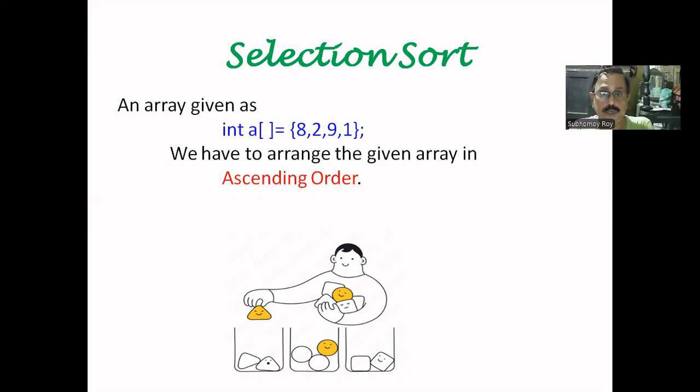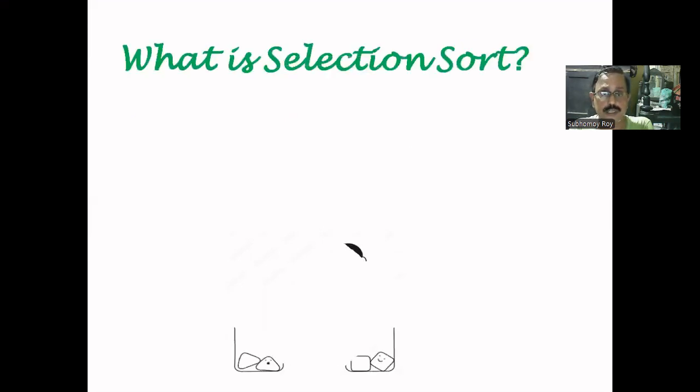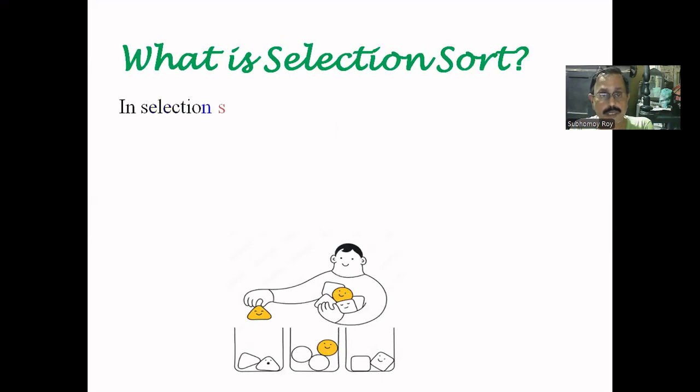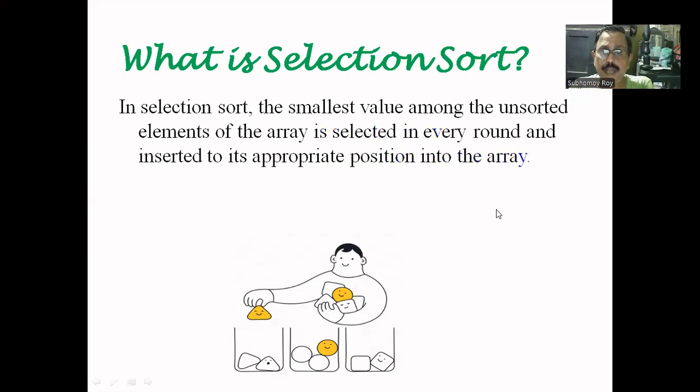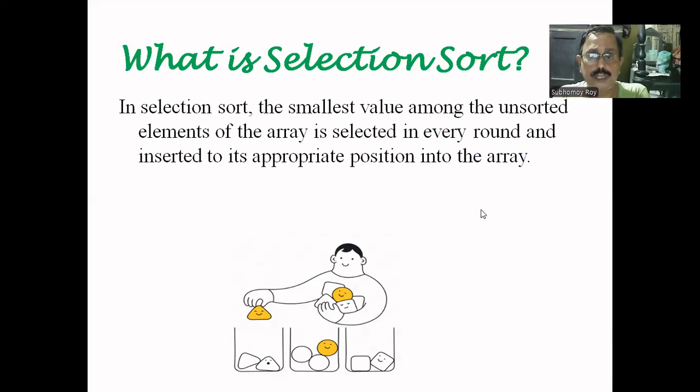the unsorted portion of the array, at the very beginning, the whole array is unsorted. So among the unsorted portion of the array, we have to select the smallest element and bring it to the front. We have to select the position and then check whether it is the correct element or not. Now, let us see first the definition of selection sort. What is the definition? It tells us that in selection sort, the smallest element of the array is selected in every round and inserted to its appropriate position in the array.